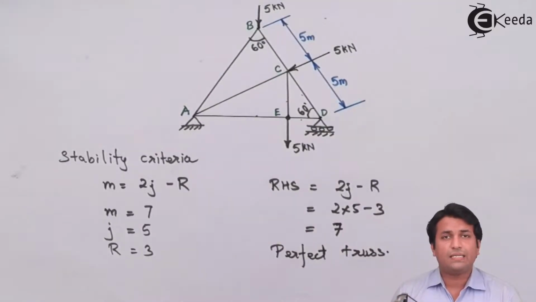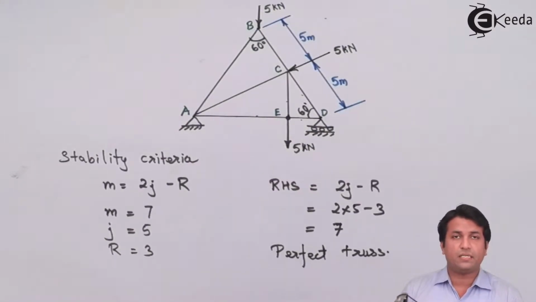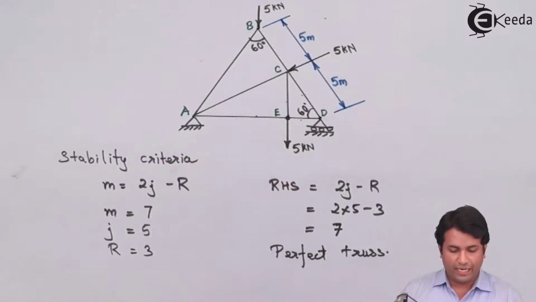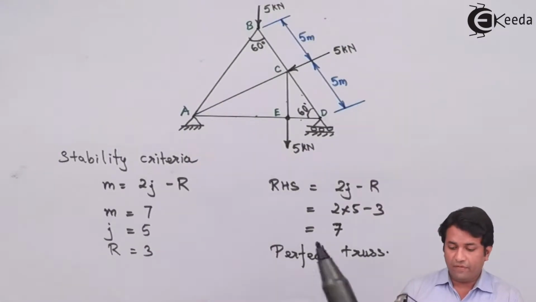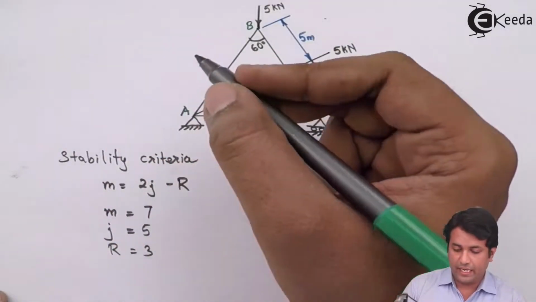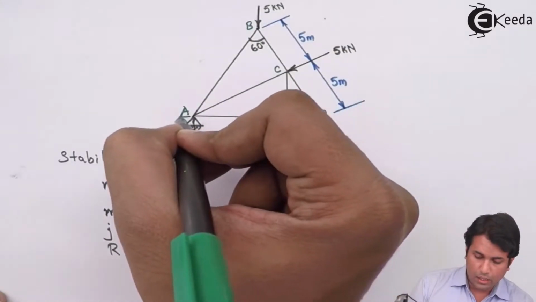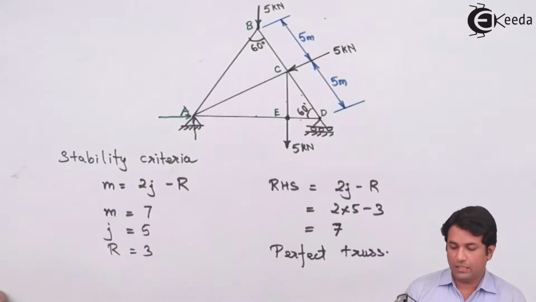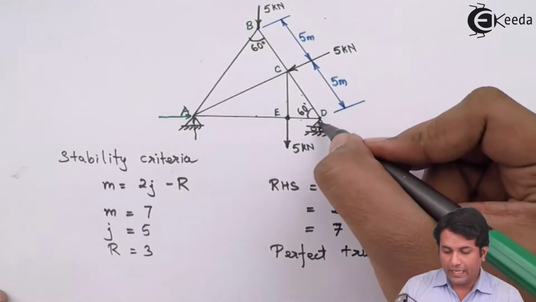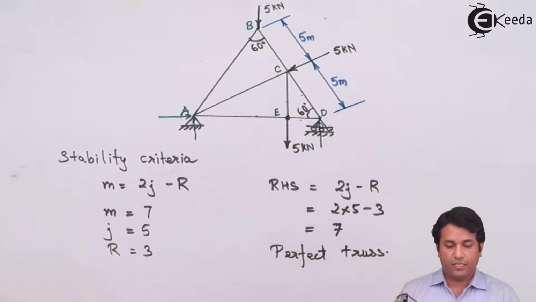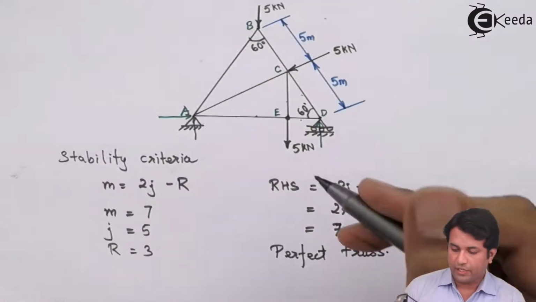So the next step that we do in solving a truss is finding out the support reactions. I have a vertical reaction at A for the hinge support and a horizontal reaction as well. For the roller support at D, I have only one reaction, that is the vertical reaction.